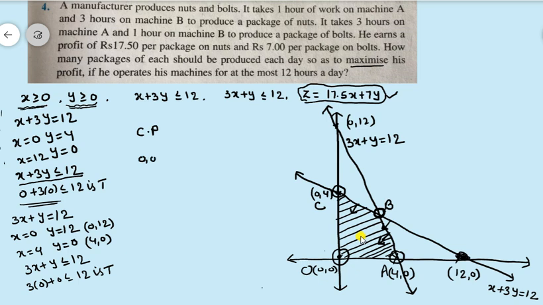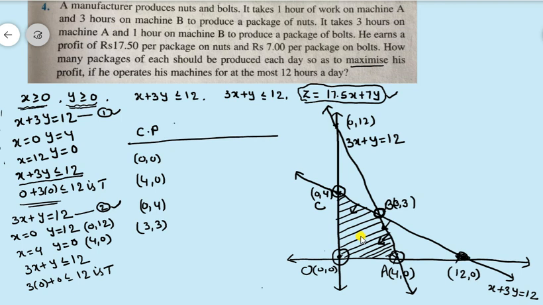0, 0 is one corner point. 4, 0 is another corner point. 0, 4 is one more corner point. But what about this particular corner point? To get that particular corner point, we have to solve the first equation and the second equation. If you solve these two equations, we will get the point of intersection as 3, 3. Now the other corner point is 3, 3.